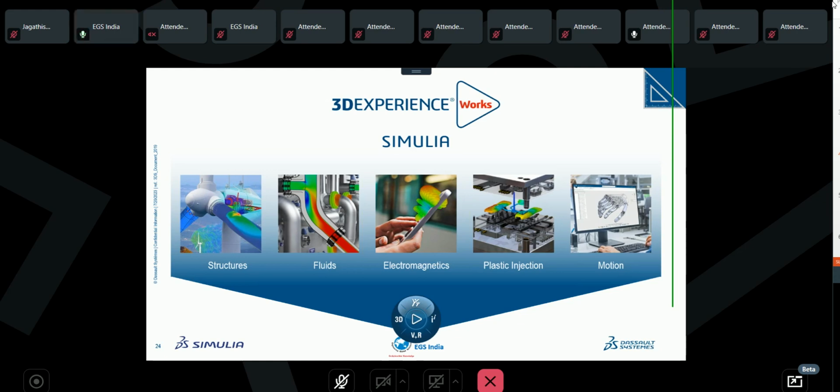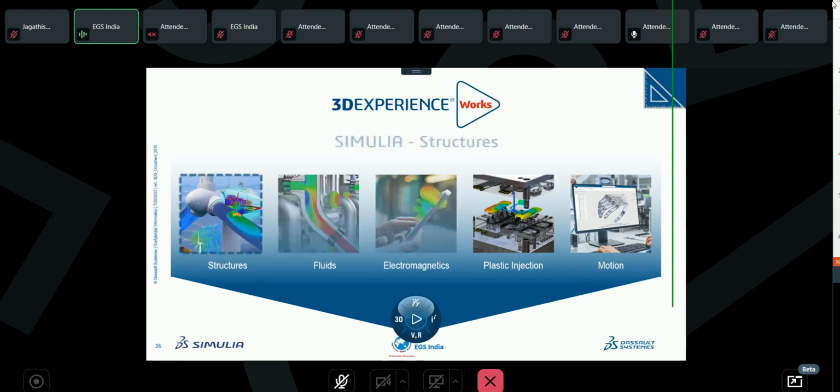Okay, so what are all the various fields that can be covered in this 3D experience SIMULIA? They are structures, fluids, electromagnetics, plastic injection, and motion. In the upcoming slides, I don't want to give you too much detail about the capabilities entirely possessed by this 3D experience SIMULIA, whereas we are giving some of the highlights with which you will be doing highly explicit kind of analysis.